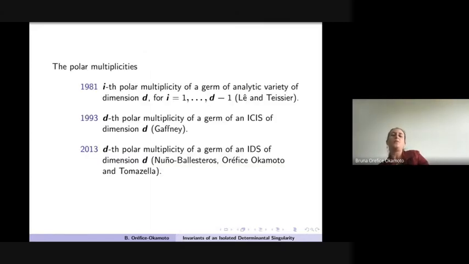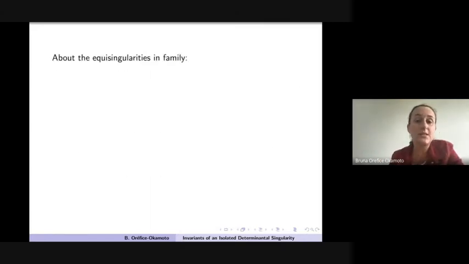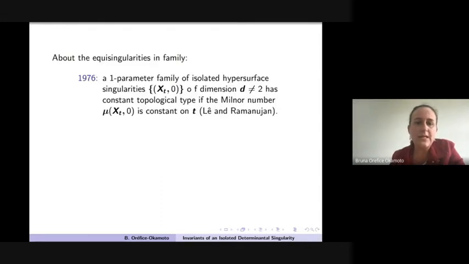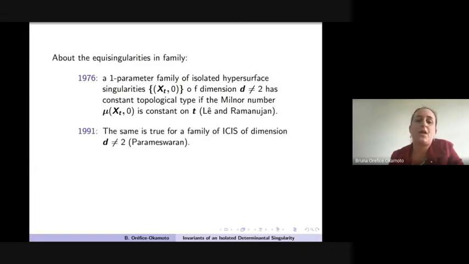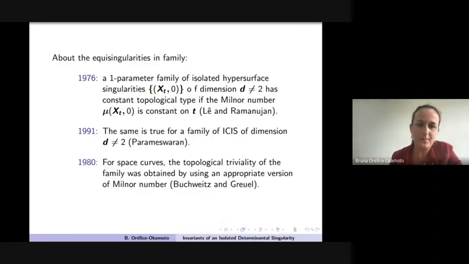Well, and how about the family being constant and the singularities in the family? We have a lot of work about this. In 1976, Lê and Ramanujam proved that a one-parameter family of isolated hypersurface singularities of dimension not equal to 2 has constant topological type if the Milnor number of the family is constant. And the same is true for a family of ICIS, again with dimension not equal to 2. This was proved by Parameswaran in 1991.